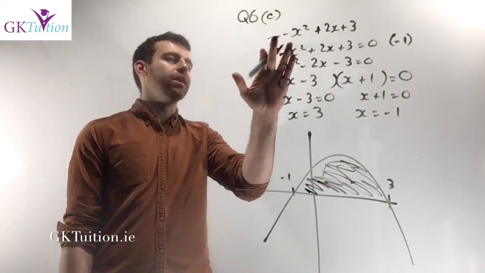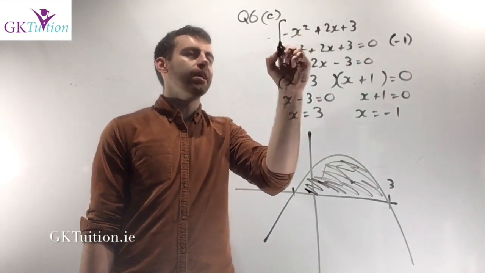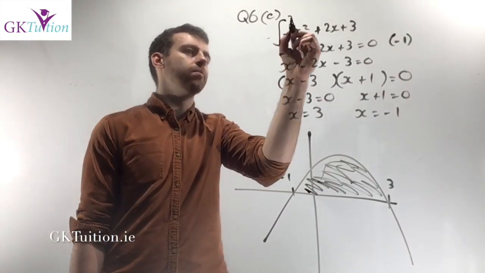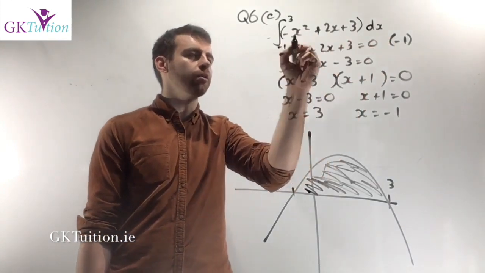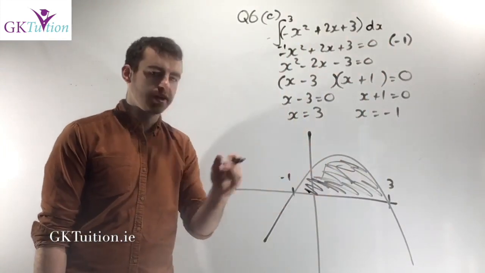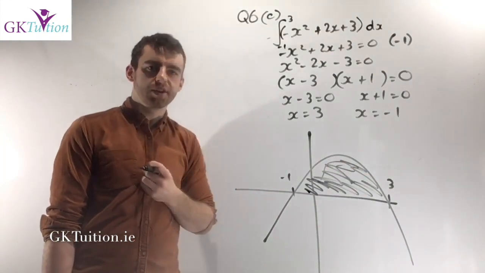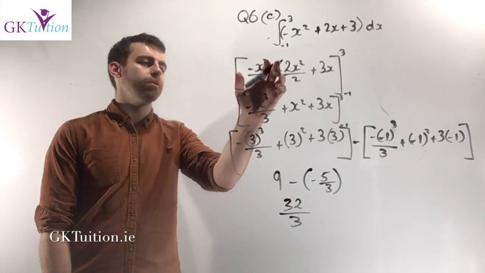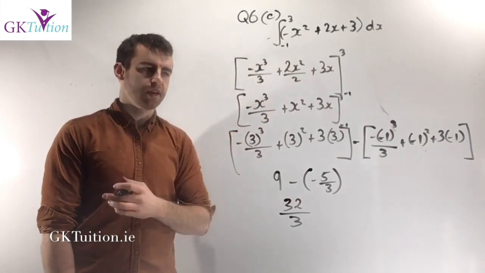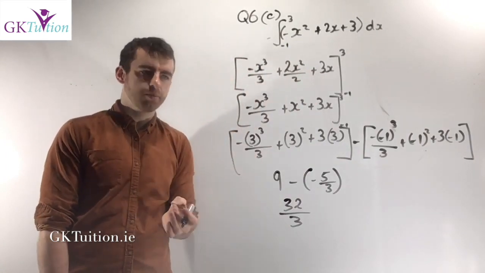So if I simply integrate this quadratic using the limits 3 and minus 1, that's going to tell me the area between the curve and the x-axis from here to here. So now we can just carry out our integration. If I integrate the quadratic, I get minus x cubed over 3 plus 2x squared over 2 plus 3x. Again, I have limits, so I don't add in a plus c.